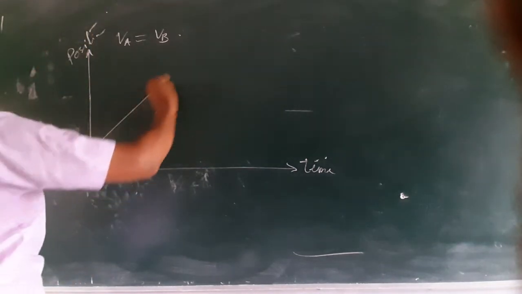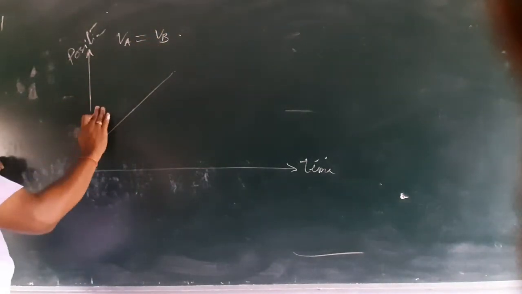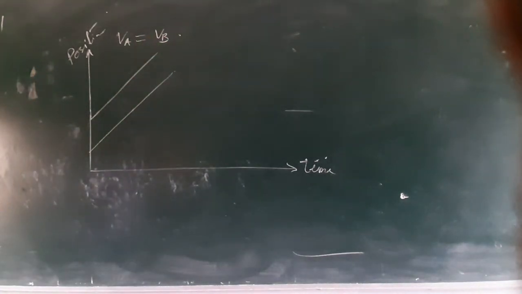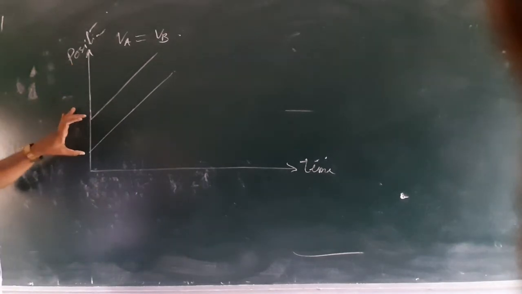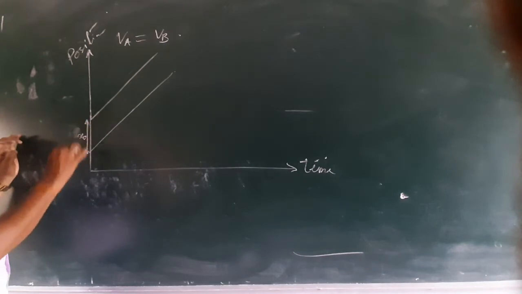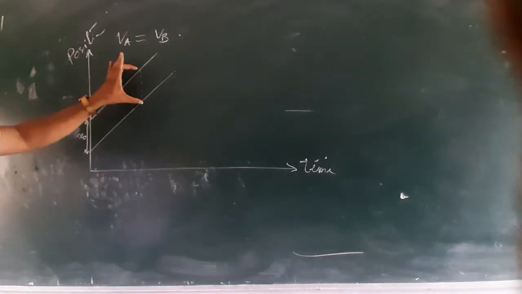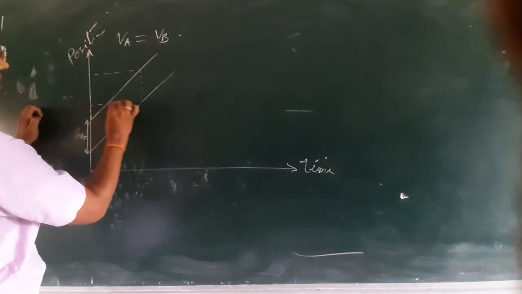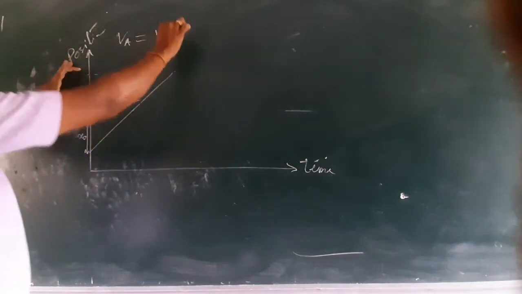So for object A and object B, both have the same slopes because their velocities are the same, and velocity is the slope of the position-time graph. If the slopes are the same, this is the initial separation x naught, and after some time the separation remains the same. Here you may see after some time the separation is the same.